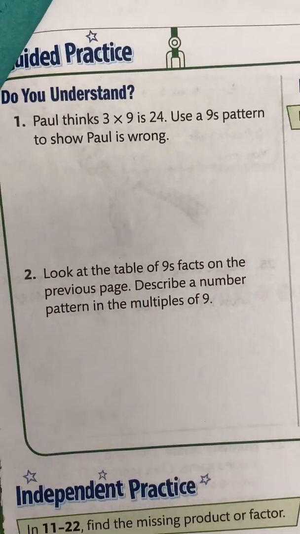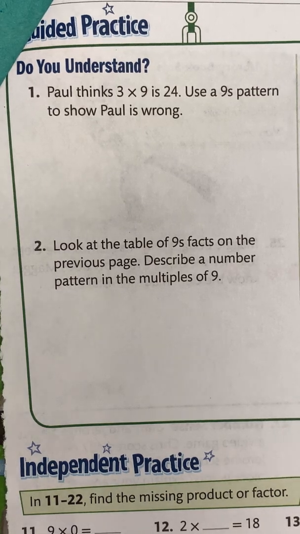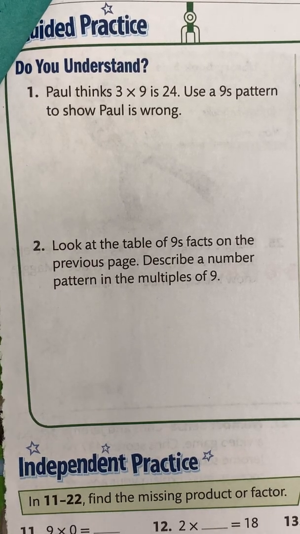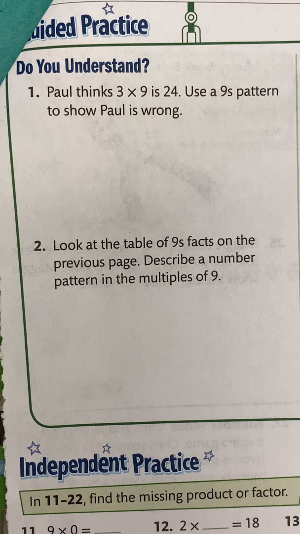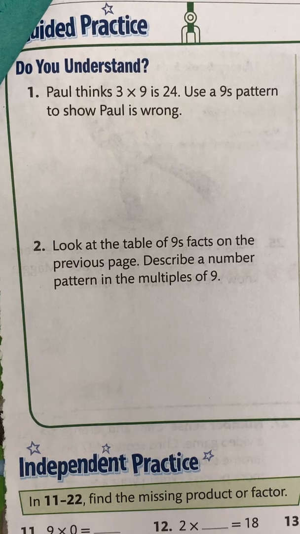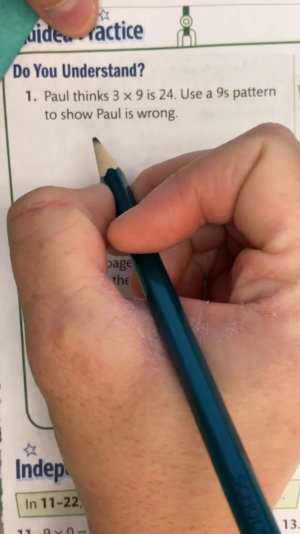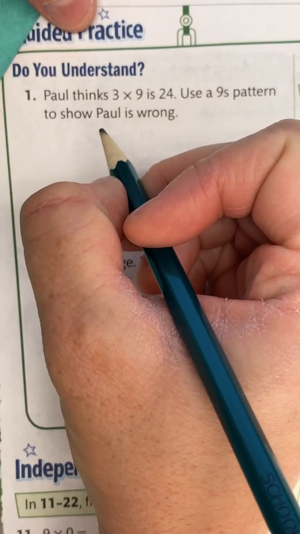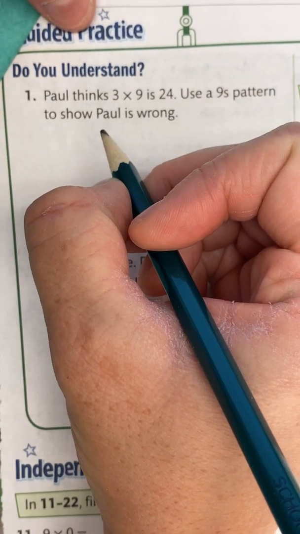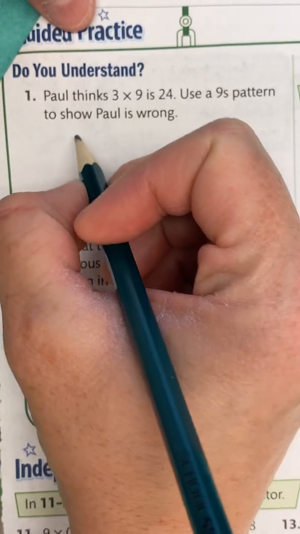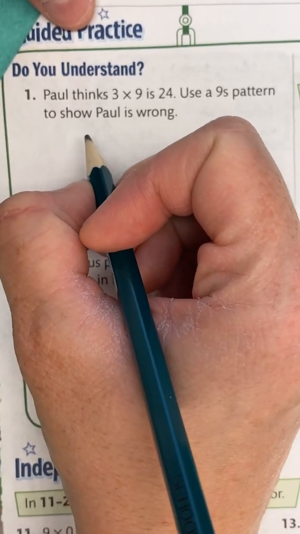Moving on, number 1 on the next page. Paul thinks 3 times 9 is 24. Use a 9s pattern to show Paul is wrong. So I'm going to do a 9s pattern on here that shows writing. I'm not going to use my fingers on this one because I want to be able to show you on paper how to do that, okay?